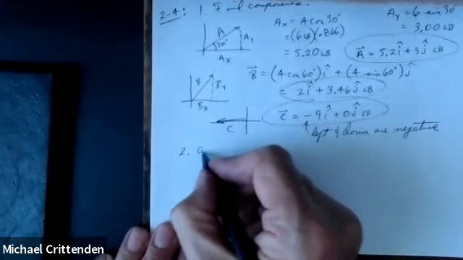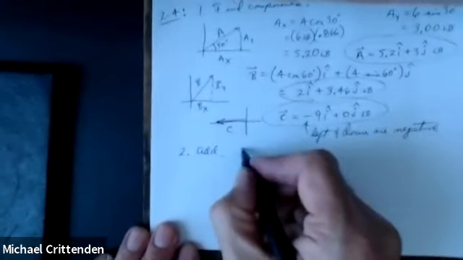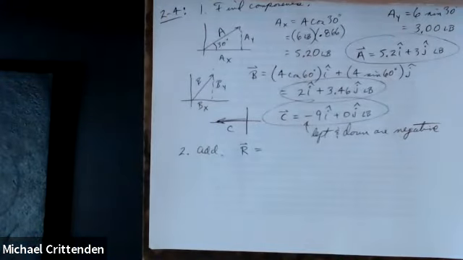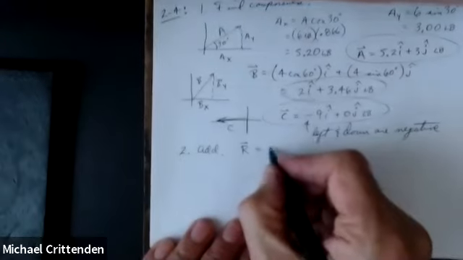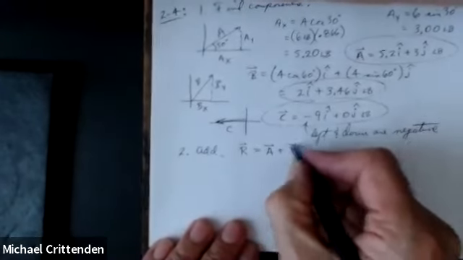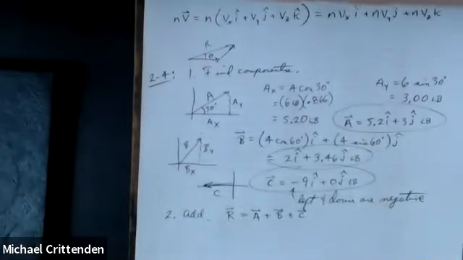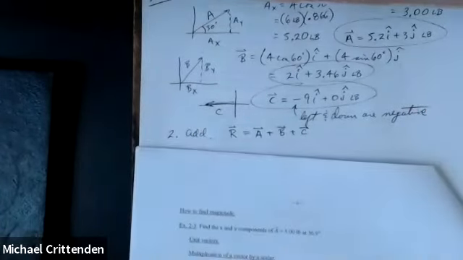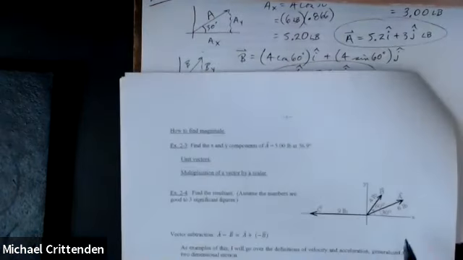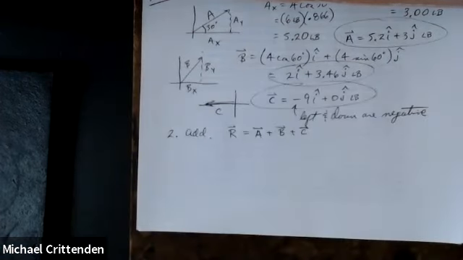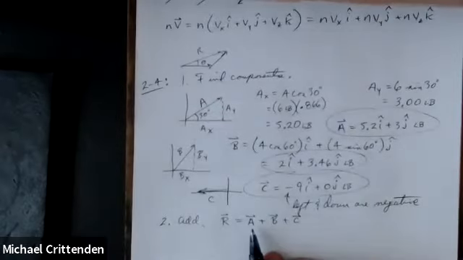So once you have everything in terms of components, step 2, add. The resultant, I thought the letter R might be a nice name for the resultant. It's the sum, the vector sum. A plus B plus C. And of course, where people go wrong, even into Physics 132 in the spring, is A plus B plus C. 6 plus 4 plus 9. That's 19. No, A is not 6.